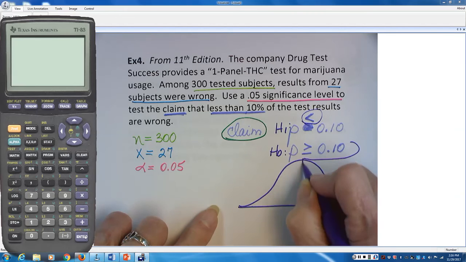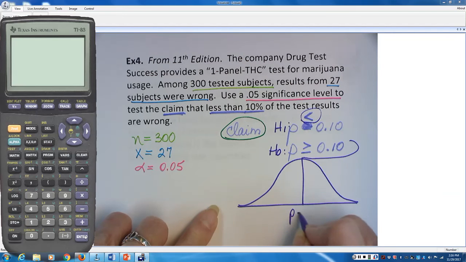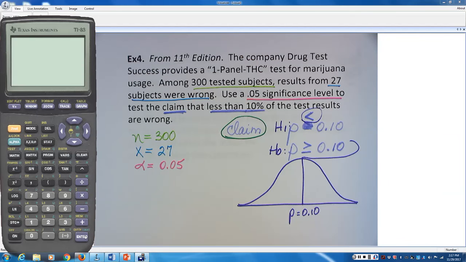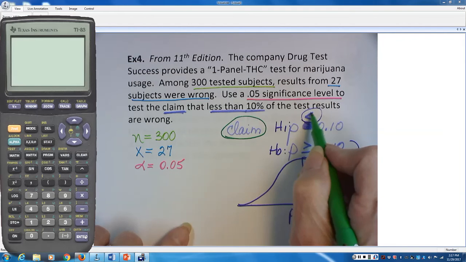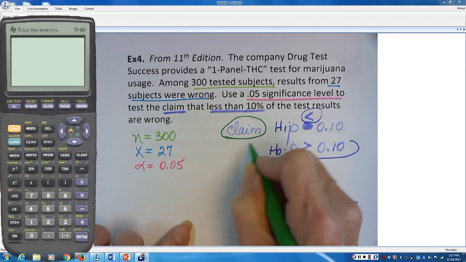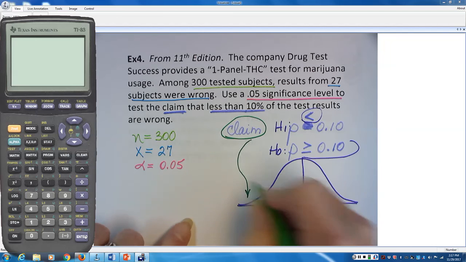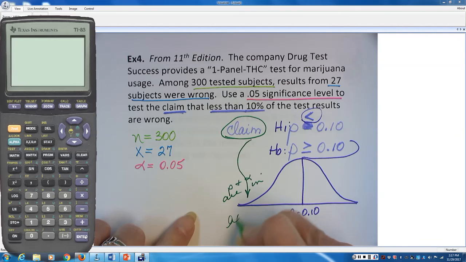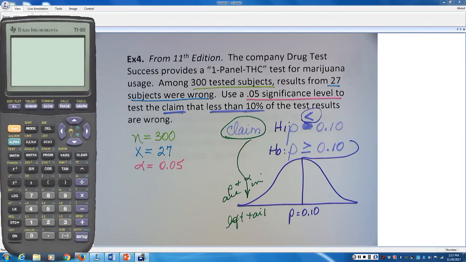H0 says the center of this curve should be 0.10. The claim, because it points to the left, tells us that our p-value and our alpha is going to be in the left tail. So if alpha is 0.05, this is where alpha lives.